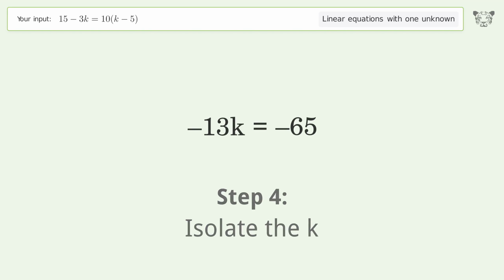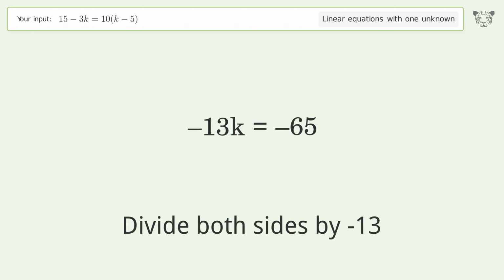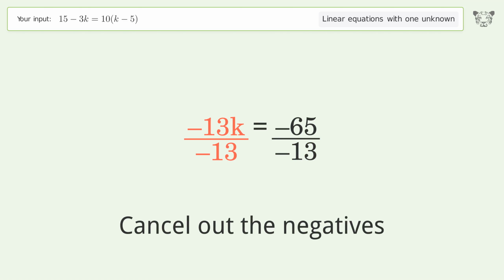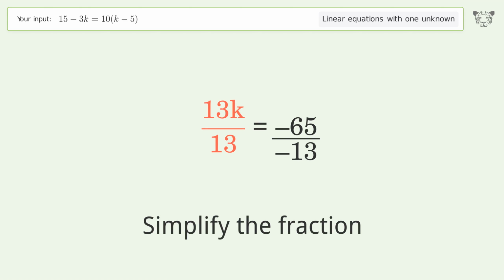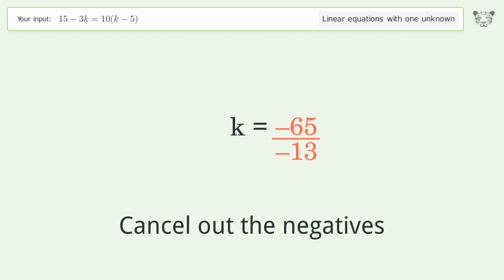Isolate the k. Divide both sides by -13. Cancel out the negatives. Simplify the fraction. Cancel out the negatives.